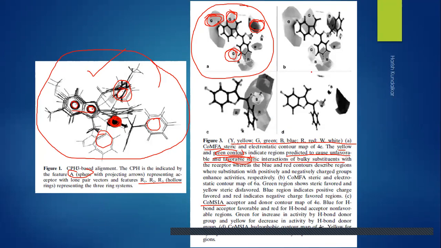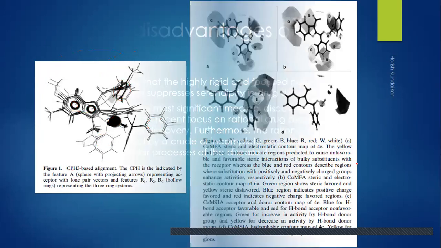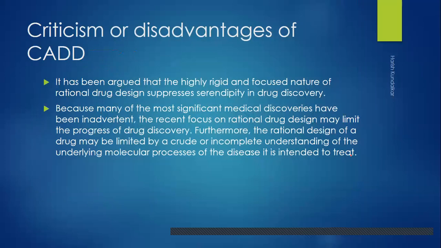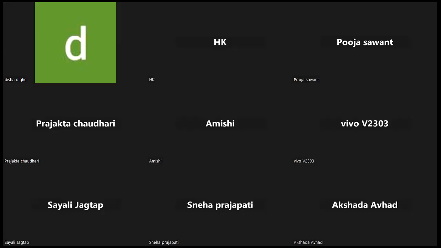We can always have those contour maps which are produced out of 3D-QSAR equations and use them for predicting the activity of unknown molecules. So that's it. We have finished off QSAR as well. The criticism about CADD we have already talked about in one of our previous lectures. So we are done with QSAR.